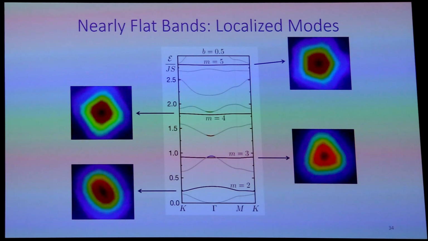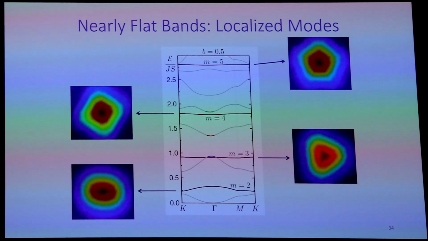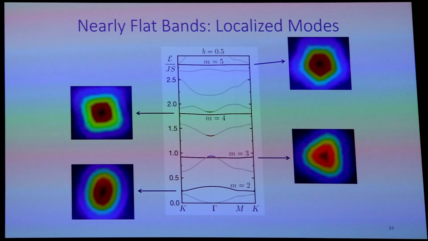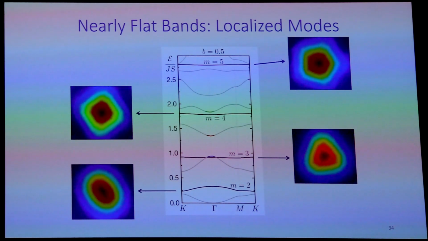And these are observed not only at k equals 0, not only at the gamma point, but also at non-zero k values in reciprocal space.